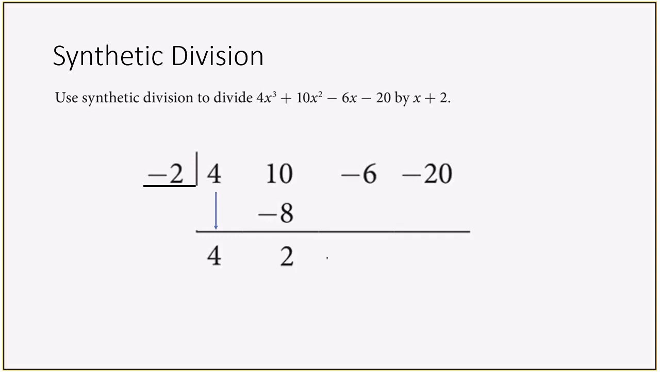And then I repeat. -6 times -2 is 12. Add, I get -10. -10 times -2 is 20. Add, I get 0, and I'm done with the process.